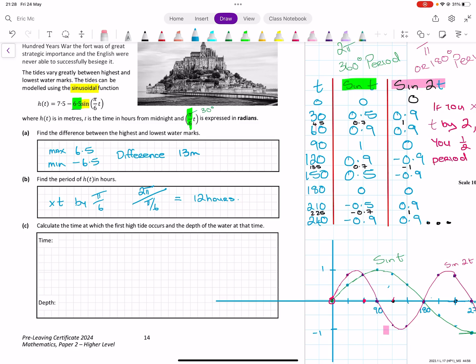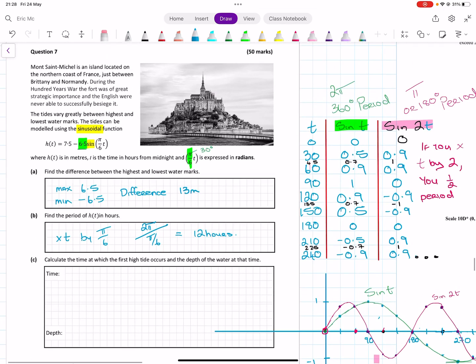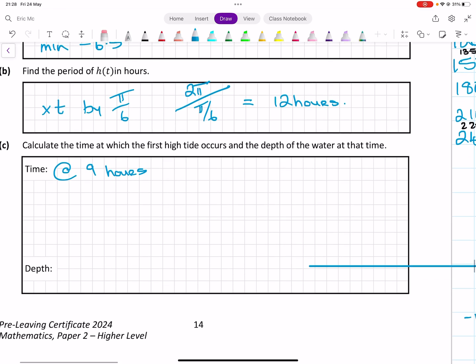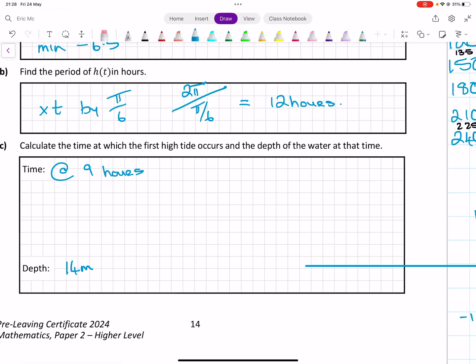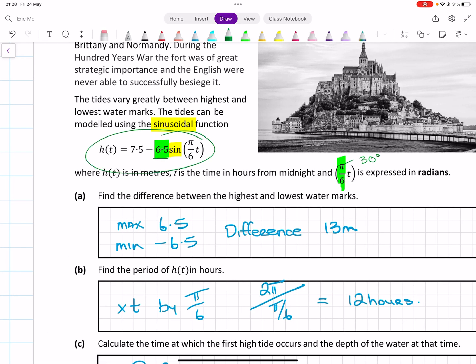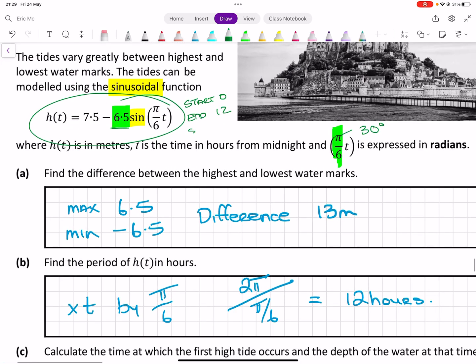Okay, so I'm getting the first high tide at 9 hours. And the depth of the tide is 14 meters. That's just from typing into my calculator. I literally typed this in as a function. I started at 0, I ended at 12 because that's what the period was, and I went up in steps of 1. I'm looking for the highest value reached, and it is 14. It goes back down after that. Nine hours and 14 meters.